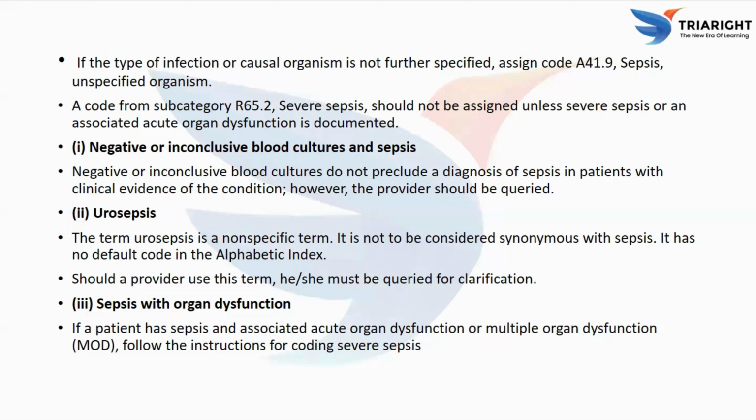There is a diagnosis like sepsis due to E. coli with acute kidney failure. So you have to assign three codes: A41.51 sepsis due to E. coli, R65.20 severe sepsis, and N17.9 acute kidney failure.